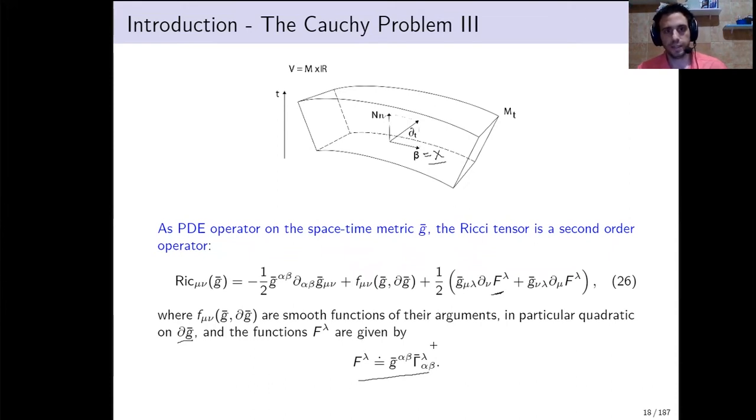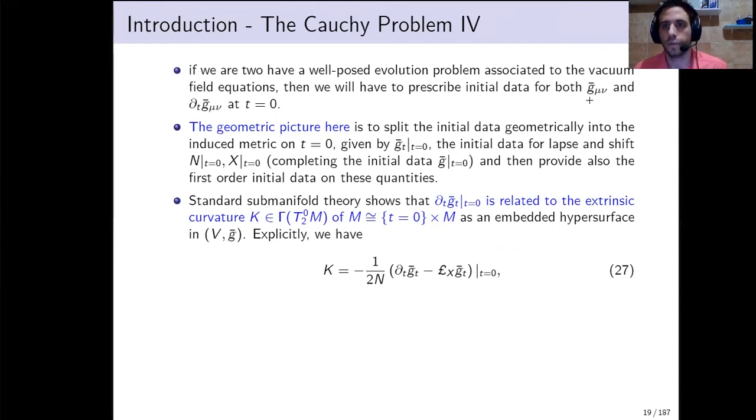The point here is that we have to realize that this reads as a kind of system of nonlinear wave equations of the metric when we write them locally. And so we are going to have to prescribe initial conditions both on the metric and its initial time derivatives, okay? So this is what we were saying. We will need this kind of initial conditions at t equals 0. And the geometric picture here is to split the initial data geometrically on the hypersurface t equals 0 into the induced Riemannian metric on it and the initial data for the lapse and shift, which completes the initial data for g, and then provide also the first order initial data for these quantities, okay?